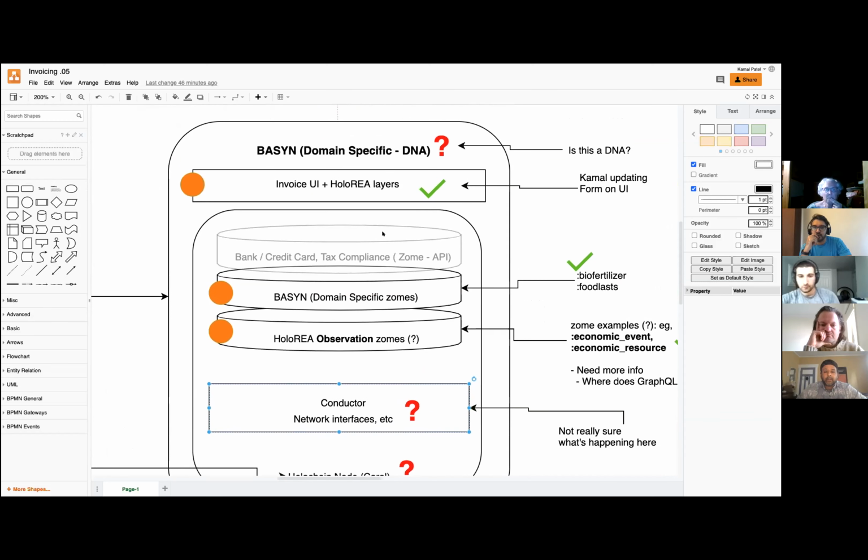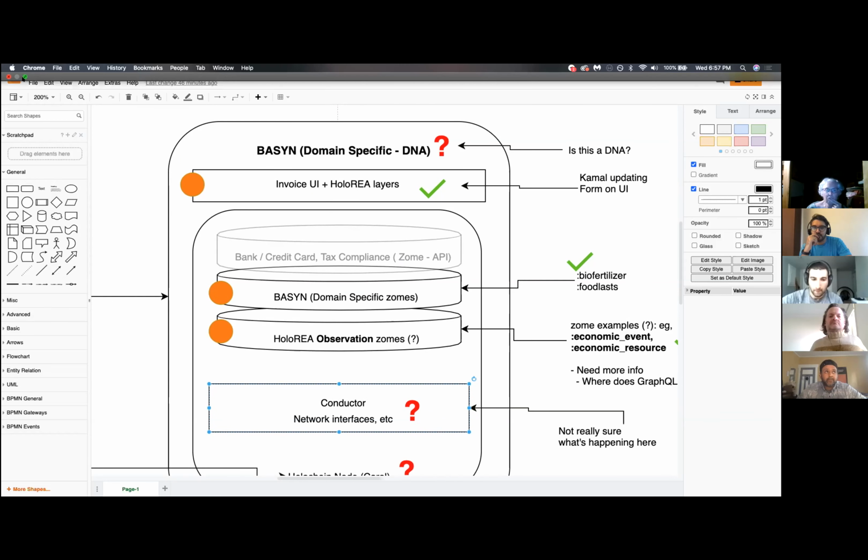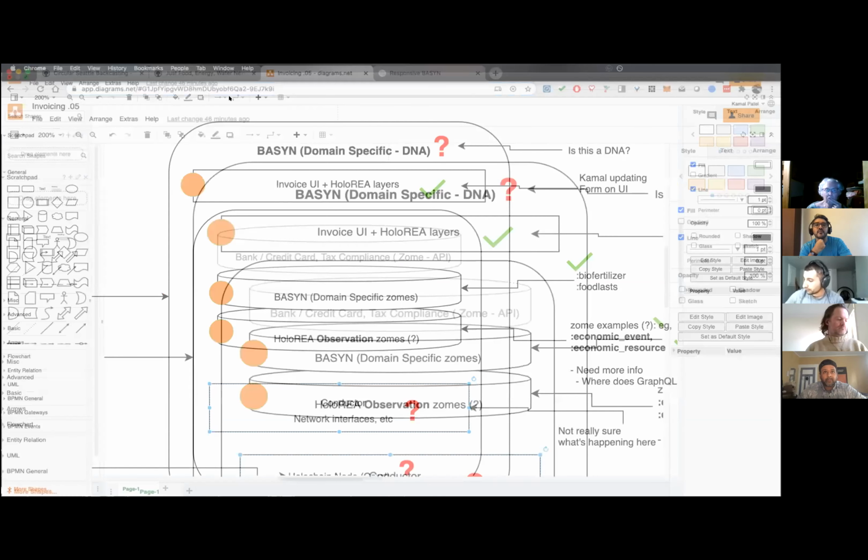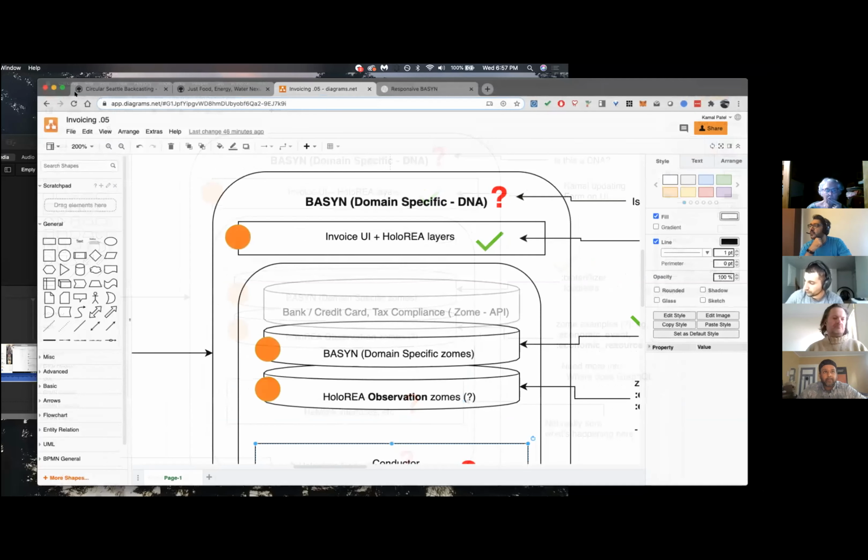I was going to zoom out for a second and show the prototype, just what we're showing in the prototype.